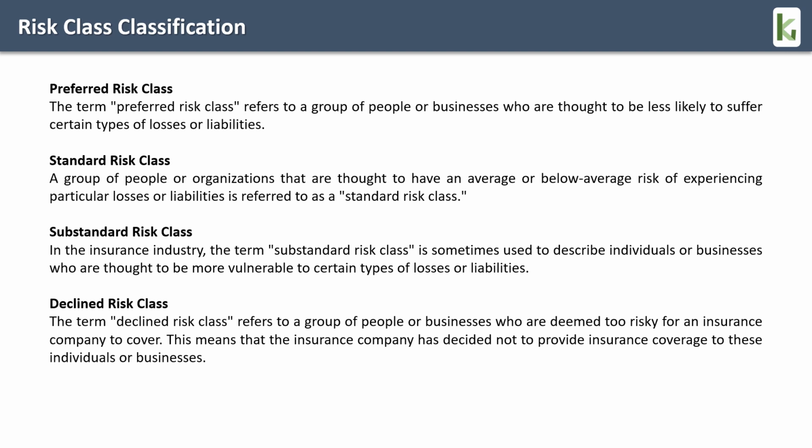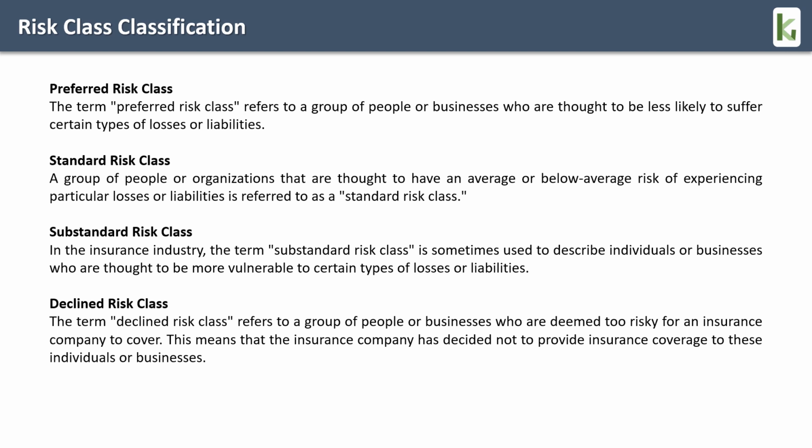Now, individuals or businesses with declined risk classifications have certain characteristics that make them very likely to incur losses or liabilities. Right, so like you are a chain smoker, or you drink too much, right? Or you may be in an occupation which is a very high risk occupation. So in such cases, the insurance company might not provide insurance for you.